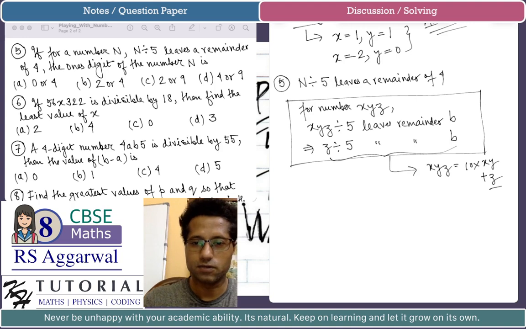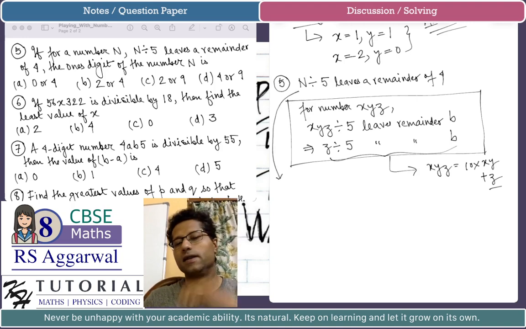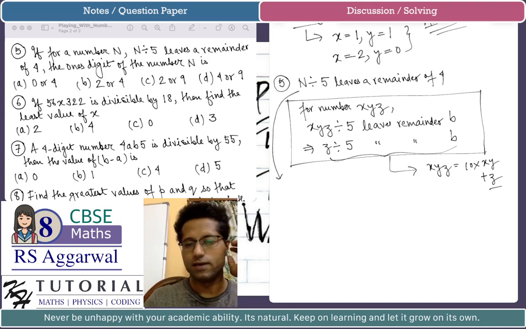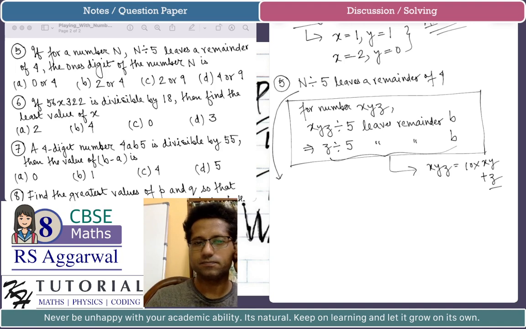Okay, now back to the question. So we can say that if n divided by 5 leaves the remainder of 4, we can obviously say that the units digit of n when divided by 5 will leave a remainder 4. And what is the question? The question is, if for a number n divided by 5 leaves a remainder of 4, the ones digit of the number n is. It has asked about the ones digit of the number n.